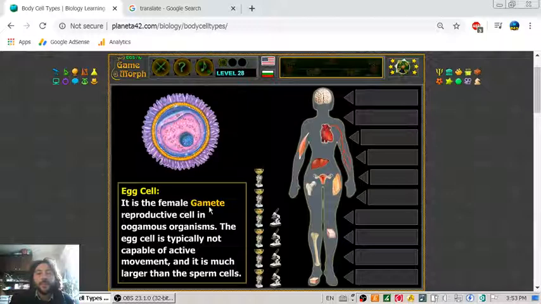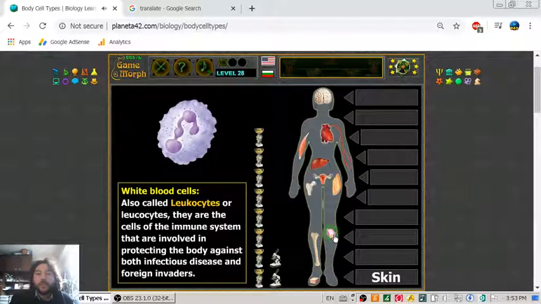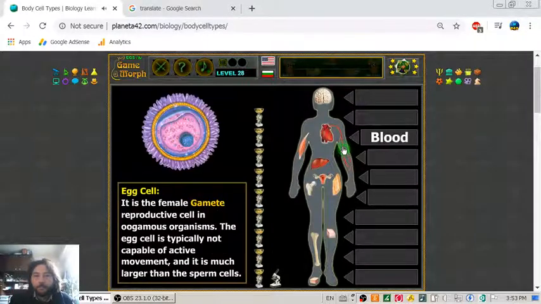This is the female gamete. So we go to the reproduction. Epithelial cell. This should be a skin cell. So we are looking for a skin, fat, bone. There's a skin. Another white blood cell. There again, another egg cell.